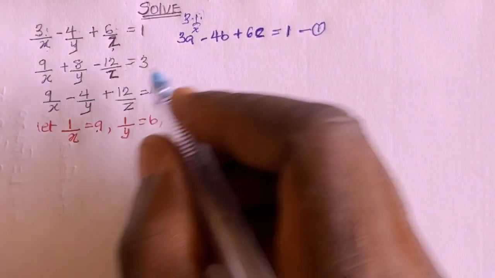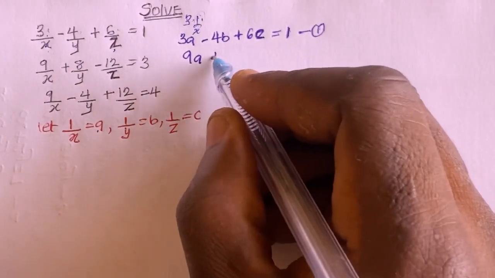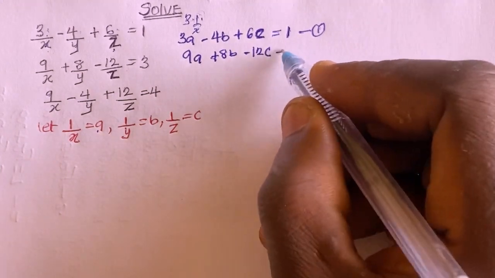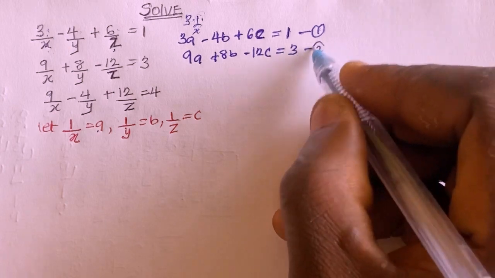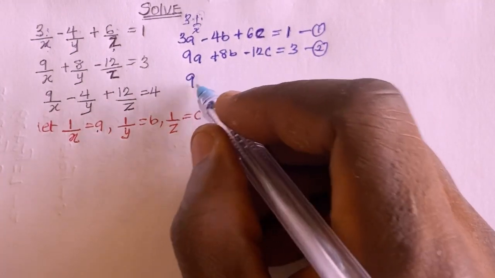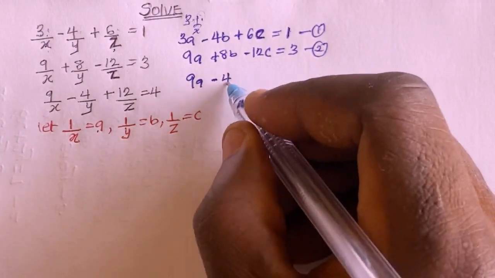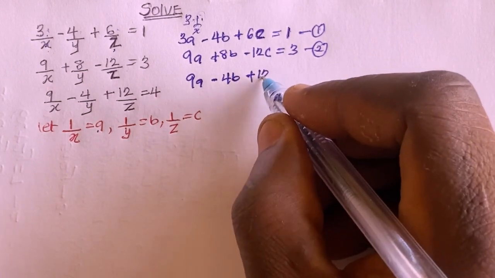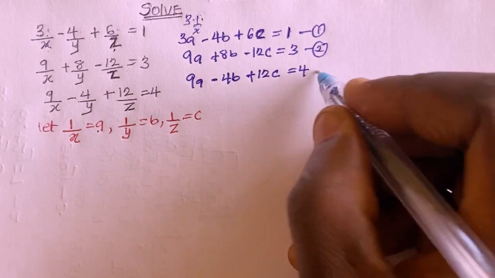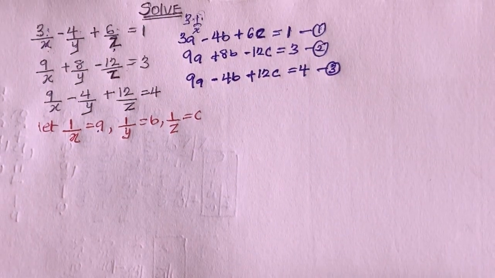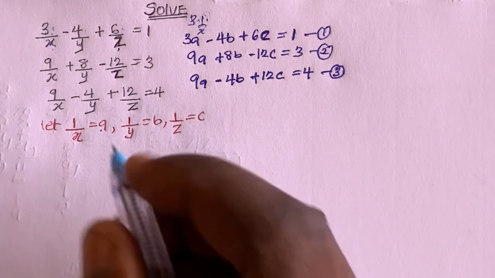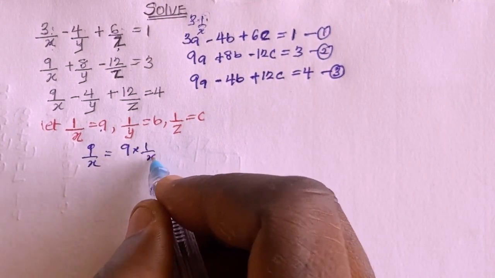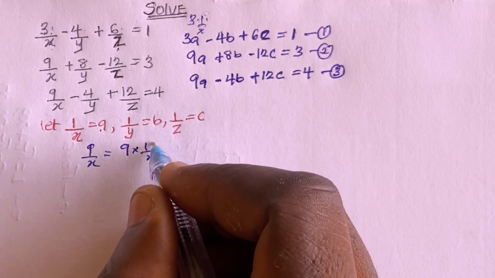Then the second one, I'm going to have 9a plus 8b minus 12c equals to 3. This is equation 2, right? Then equation 3 is going to be 9a minus 4b plus 12c equals to 4. That's equation 3. Exactly. So that's just it, because if you have 9 over x, that's 9 multiplied by 1 over x, which is 9a.